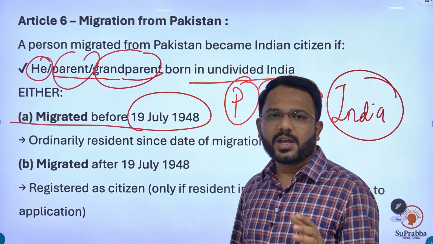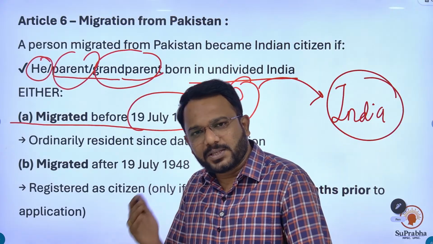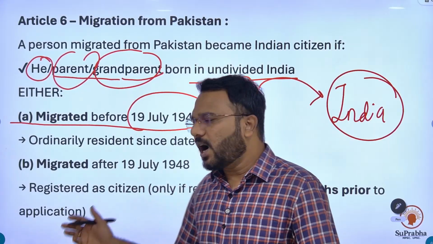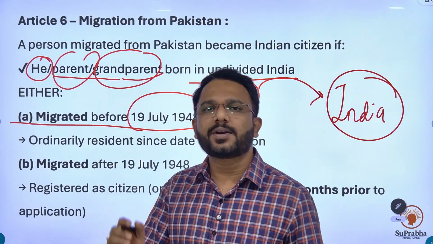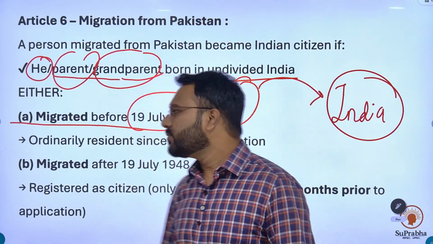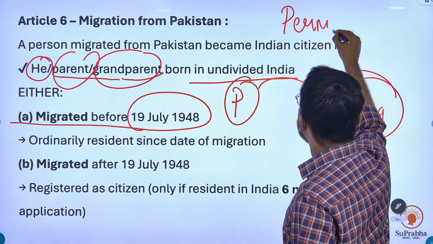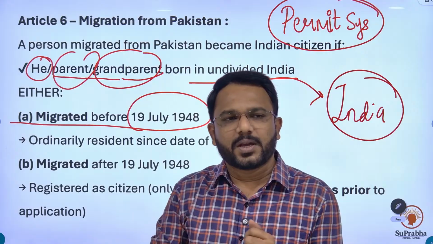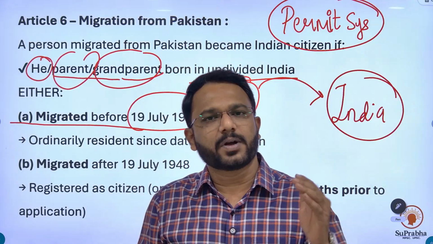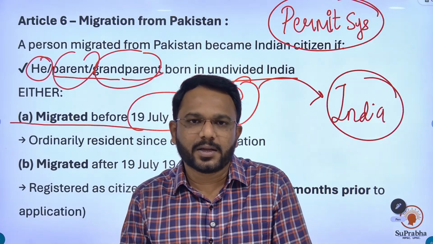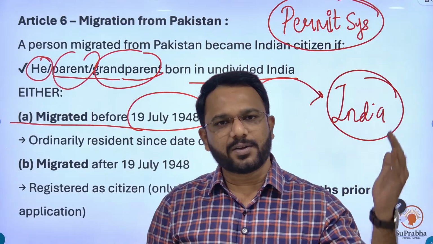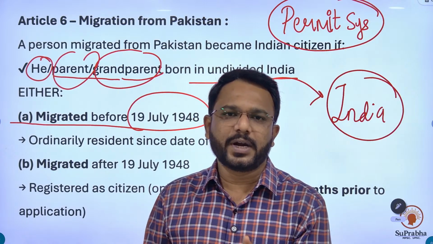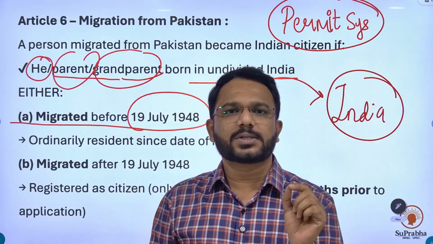If he or she migrated from Pakistan to India before this date, he or she got citizenship directly. But after this date, the Indian government introduced a system known as the permit system. According to this system, you have to take the permit of the nation from which you are migrating. You register there that you are migrating from Pakistan to India, and you show that permit at the borders of India, and then you are enlisted on the rolls of permit.